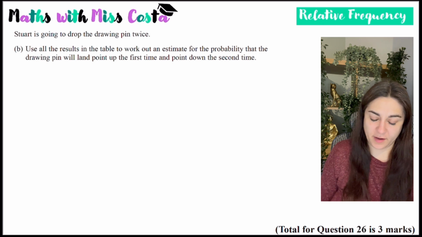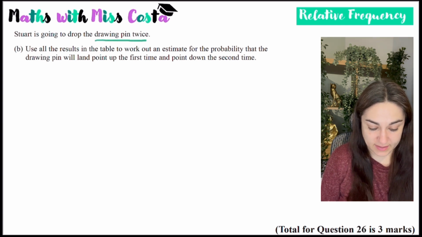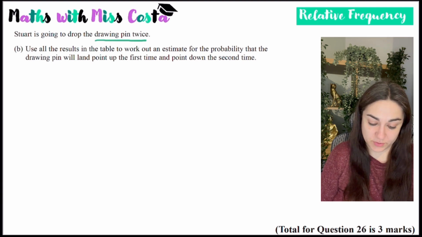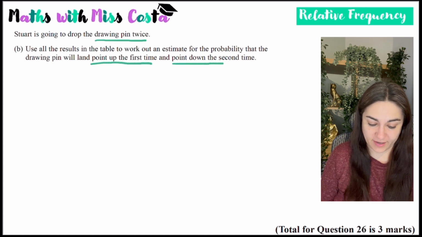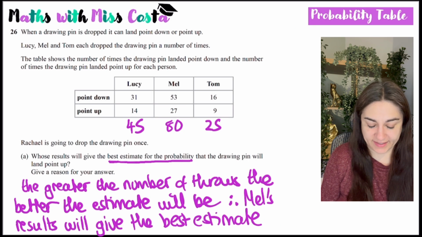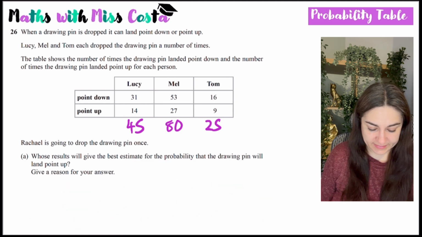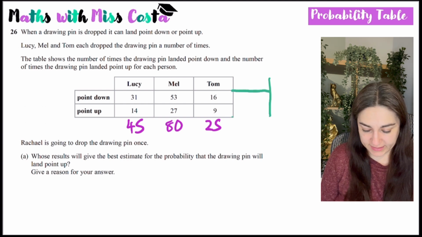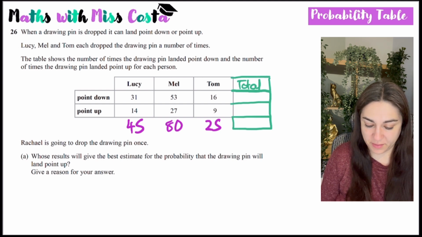Okay, now for the second part of the question, I'm told that Stuart is going to drop the drawing pin twice, and that I need to use all the results in the table to work out an estimate for the probability that the drawing pin will land point up the first time and point down the second time. So I've got all of these results, and I want to use them all to work out the total probability. So the total amount of times it's landed point down, the total amount of times it's landed point up, and the total amount of times it's been thrown.